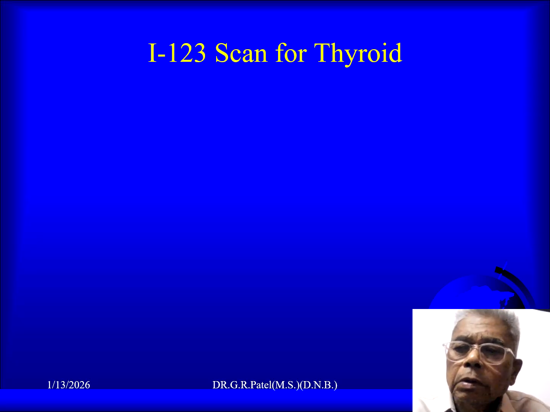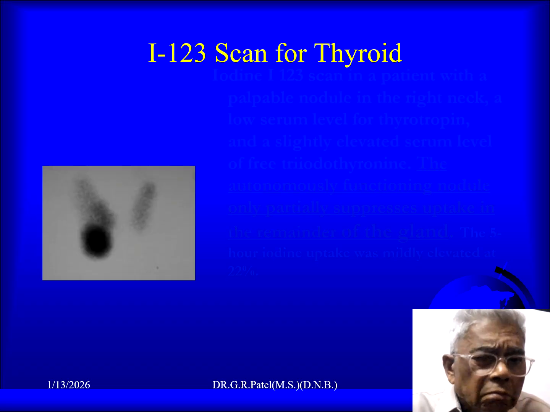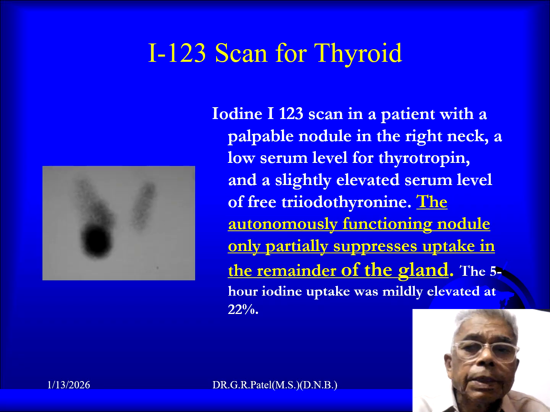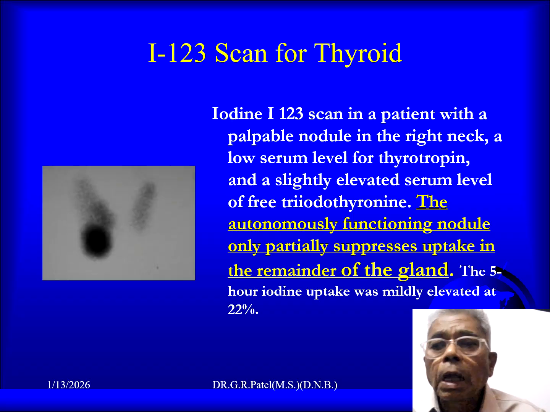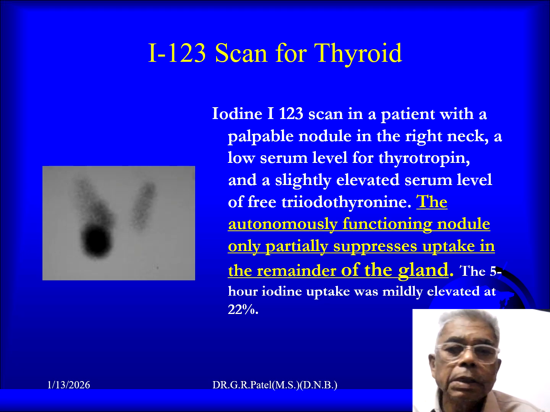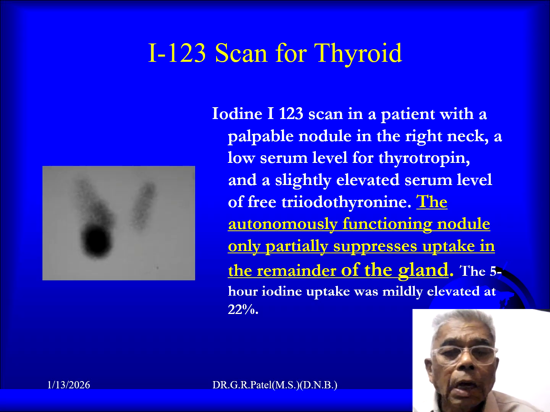I-123 scan of thyroid. Iodine 123 scan in a patient with a palpable nodule in the right neck, a low serum level of thyrotropin, and a slightly elevated serum level of free triiodothyronine. The autonomously functioning nodule only partially suppresses uptake in the remainder of the gland. The 5-hour iodine uptake was mildly elevated at 22%.